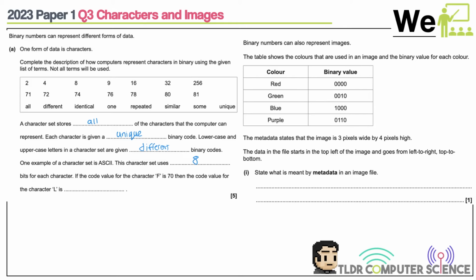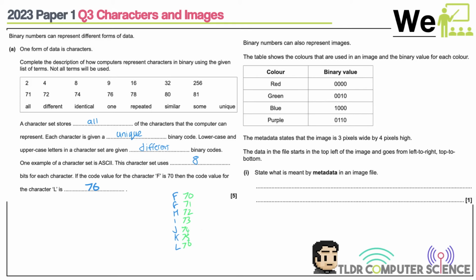value for the character F is 70, what is it for L? So you remember how we do a question like this. F, E, F, G, H, I, J, K, L. Then you can put a number and go. Do you remember a question like this also comes up a lot of the time where it asks you to convert between binary and denary as part of the question. So the answer is 76.